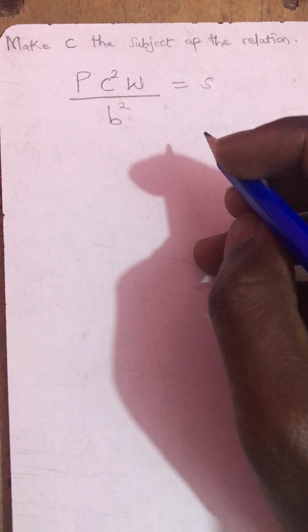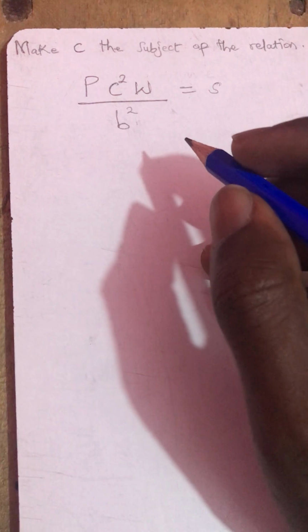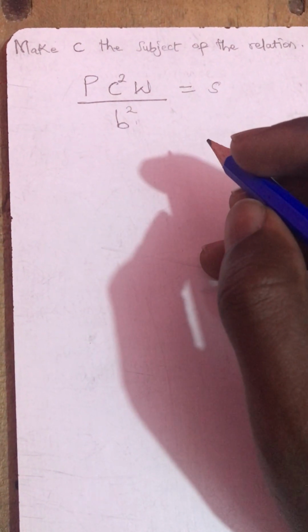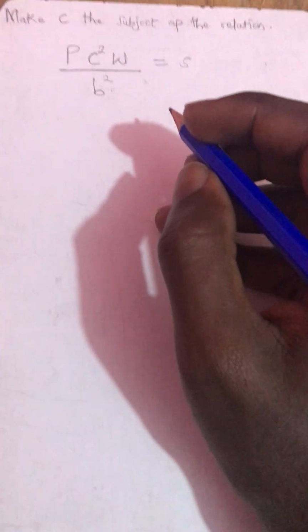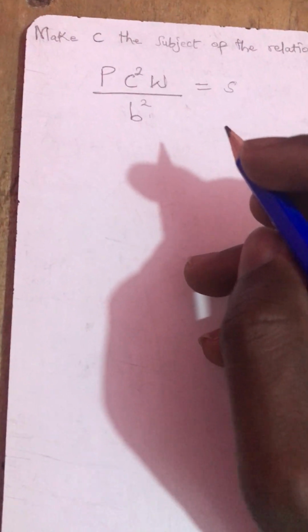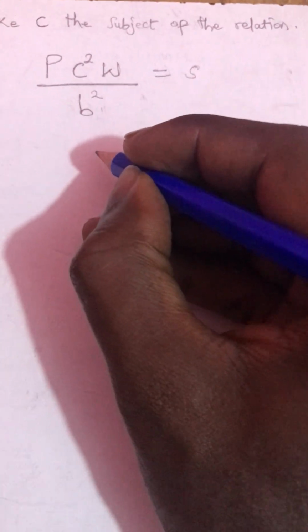Our given relation or equation is the fraction P multiplying C square multiplying W over B square equals S, right? So we have to make C the subject of the relation. Okay, so let's quickly delve into it. Solution.